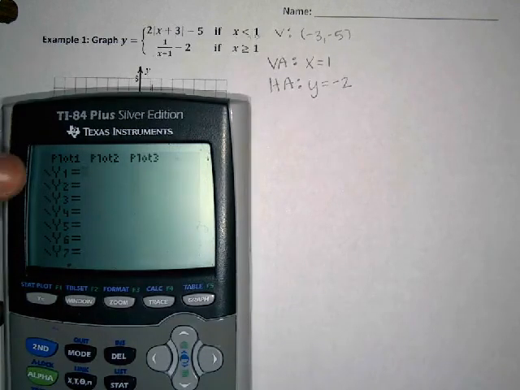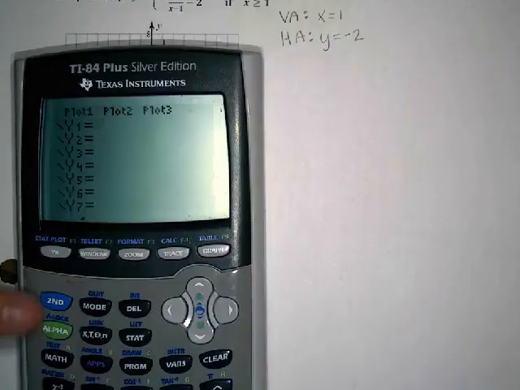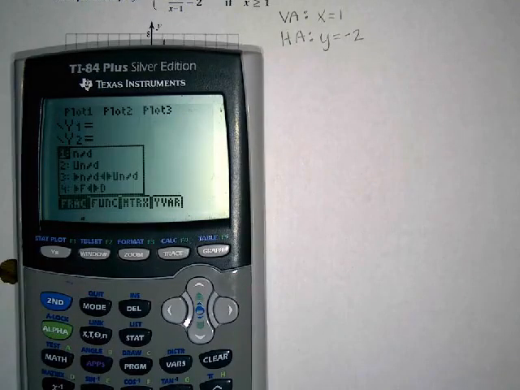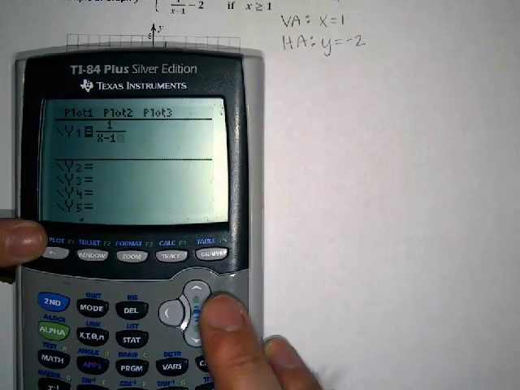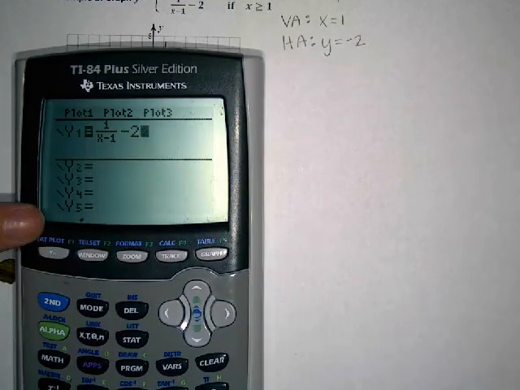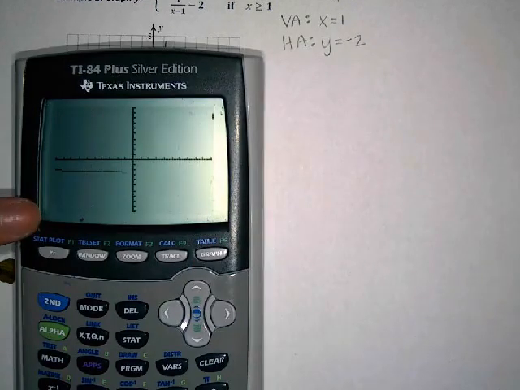So I'm going to go ahead and type it in like a fraction, because I think that's what most of you would want to do. Is that accurate? A fraction? Okay. So I'm going to type alpha y equals to get that fraction in there. And I've got the 1 on the top and x minus 1 on the bottom, and then -2. And I'll go ahead and hit graph and look at my graph.